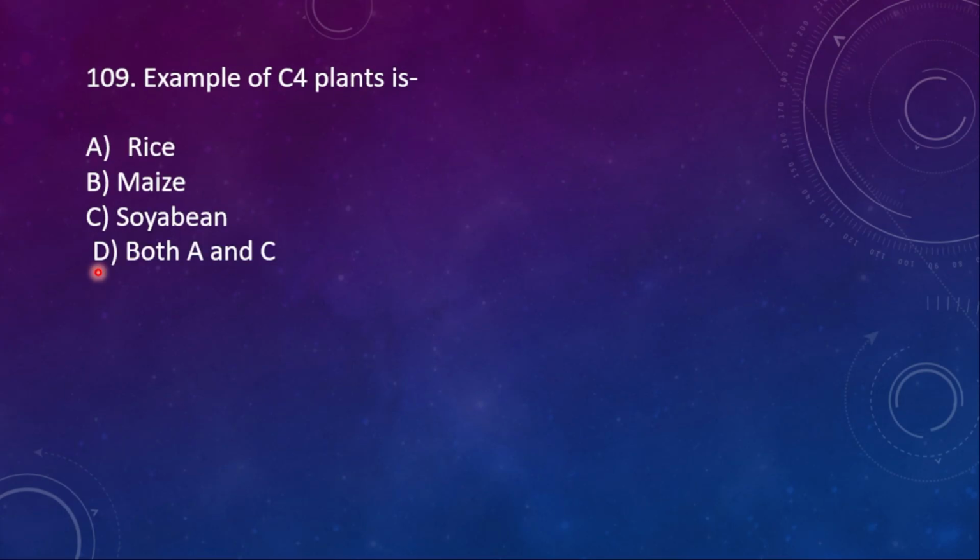109. Example of C4 plant is A. rice, B. maize, C. soya bean, D. both A and C. Here the right option is B, maize.